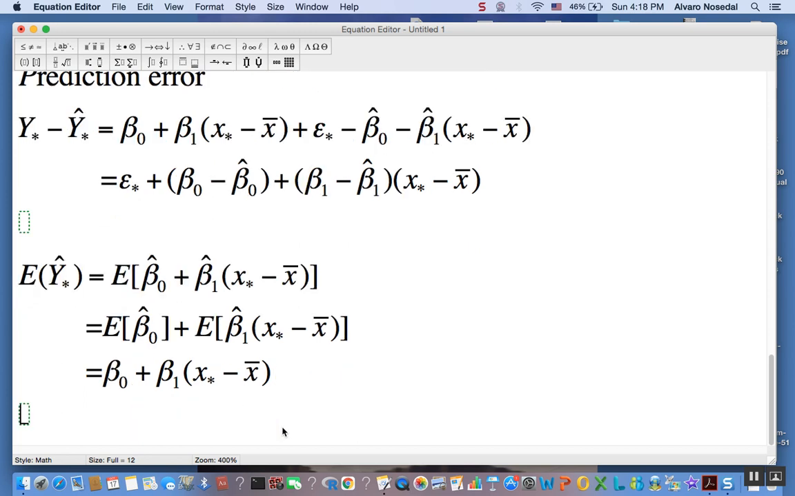So as we can see, our point estimator is an unbiased estimator of y star. Yes, it will be a good estimator of y star, right?